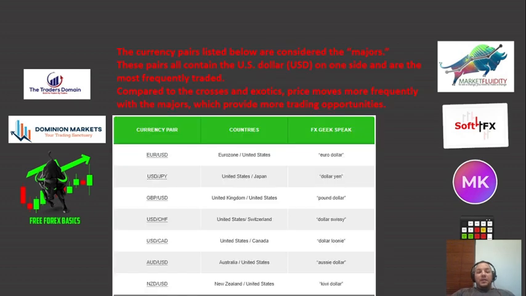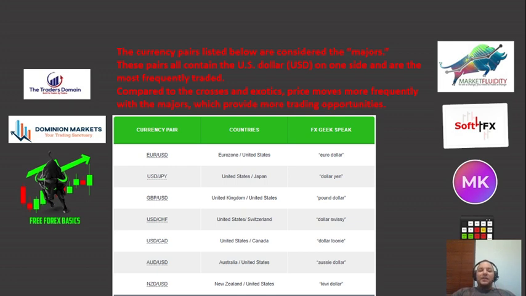Alright. The currency pairs listed below are considered the majors. These pairs all contain the US dollar on one side and are most frequently traded. Compared to the crosses and exotics, price moves more frequently with majors, which provide more trading opportunities.